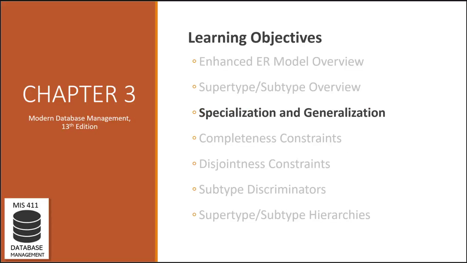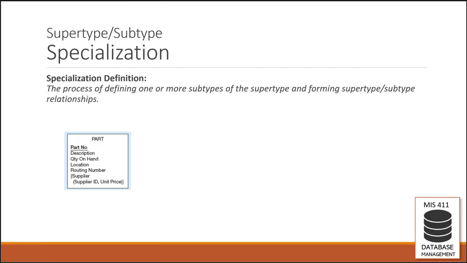All right, so now we've done a supertype, subtype overview. We're now going to talk about specialization and generalization. And these are not topics unrelated to supertype, subtypes. In fact, these actually have to do with the process by which you might end up with a supertype, subtype.